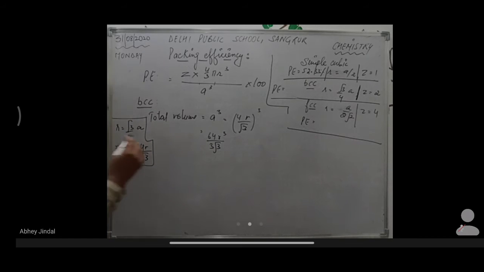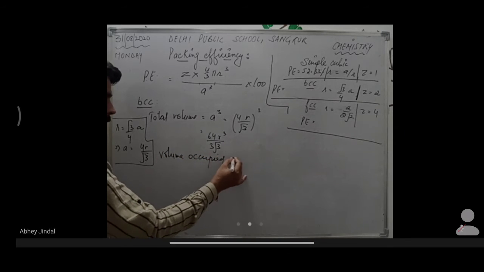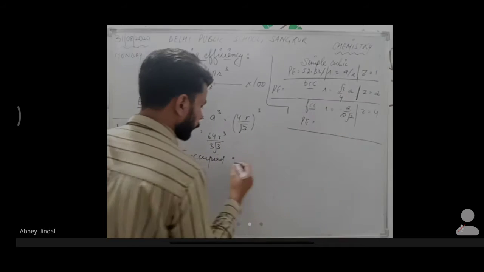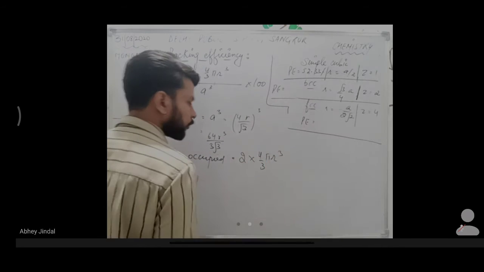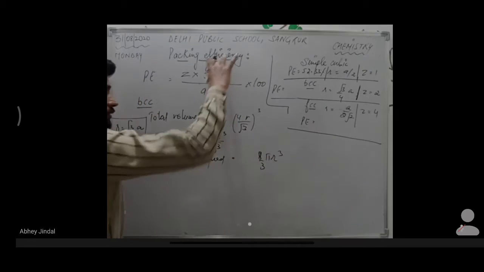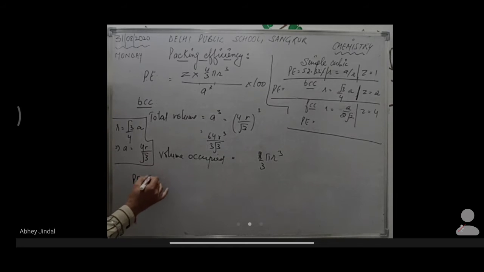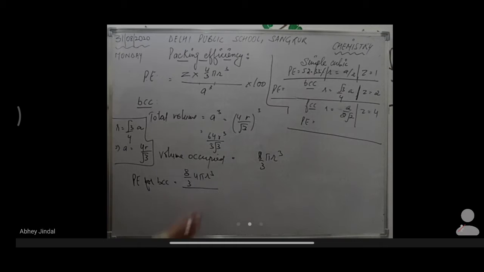Okay, understood? Next we have the volume occupied by the number of atoms. As we know, the number of atoms is 2. So 2 into the volume of one atom, 4 by 3 pi r cube, becomes 8 by 3 pi r cube. So using these two values, we will get the packing efficiency for BCC is equal to 8 by 3 pi r cube upon 64 by 3 square root 3 r cube.